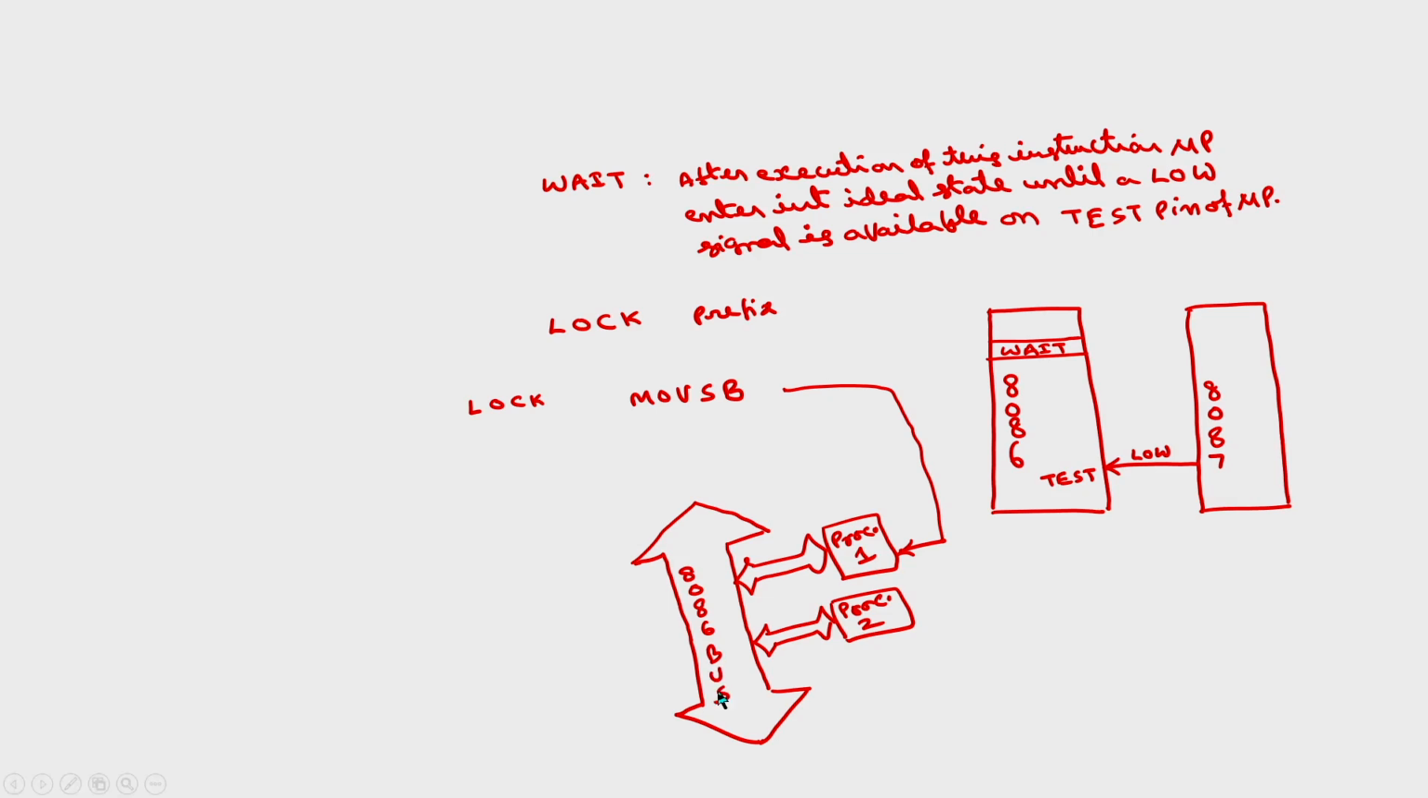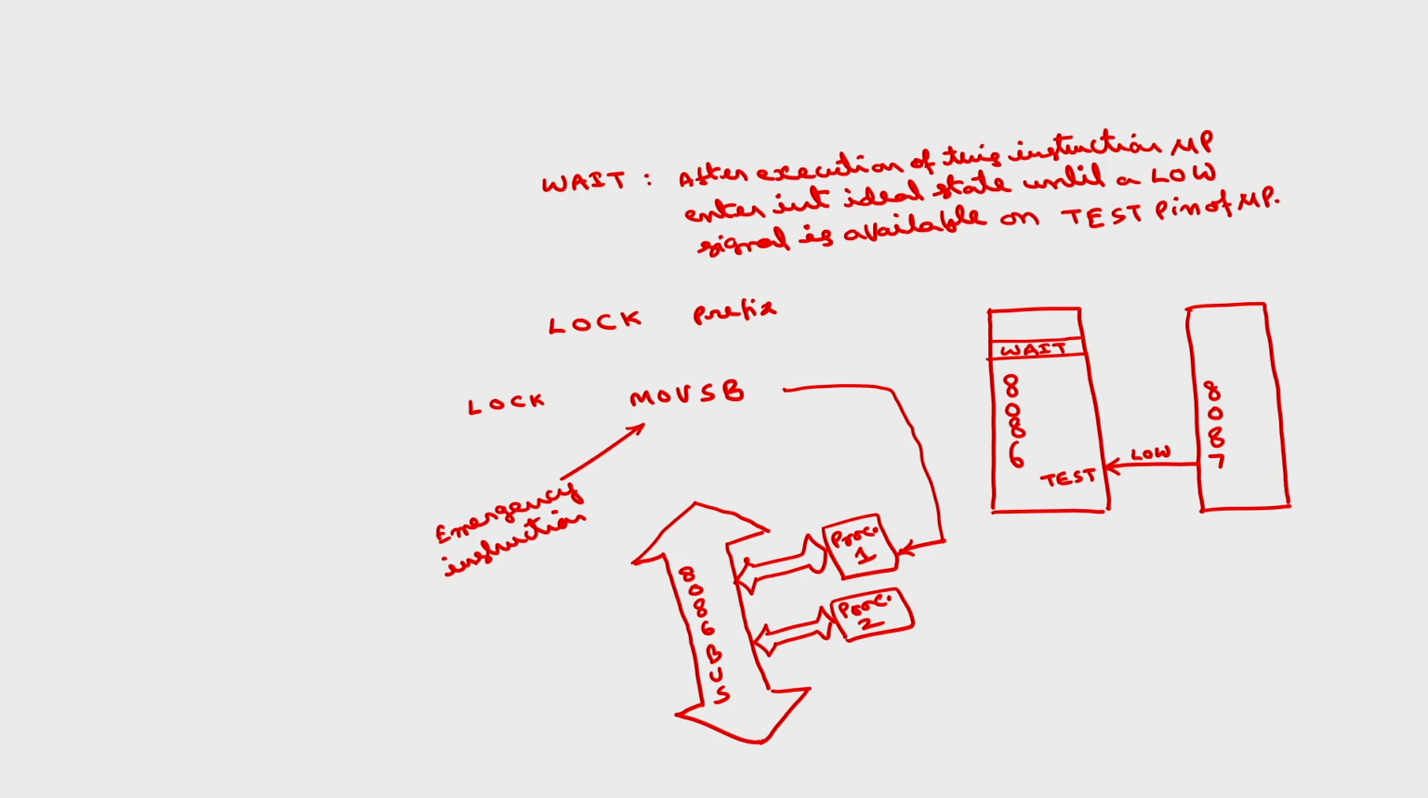Normally this lock prefix will be used for executing some emergency task, some emergency instructions. While processor 1 is executing this emergency instruction, it does not want to be disturbed by the other processor. So in that case it simply adds a lock prefix to that particular instruction, so that the second processor will not request for the system bus while this emergency instruction is executed. This is about the lock prefix.